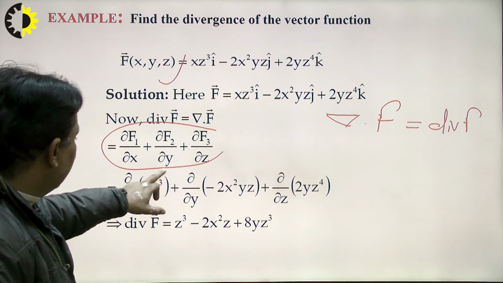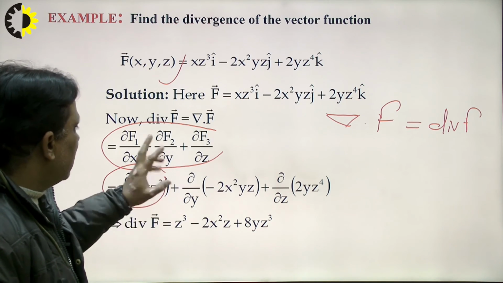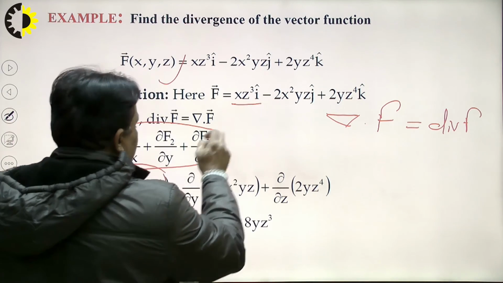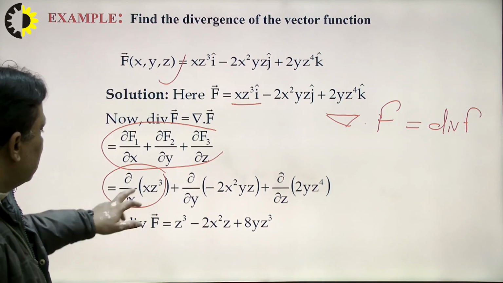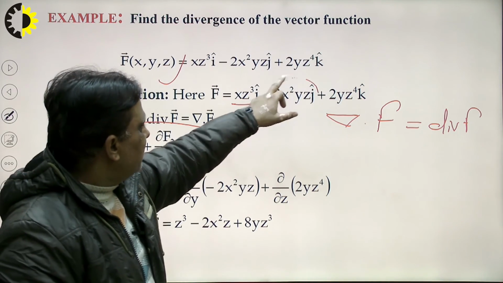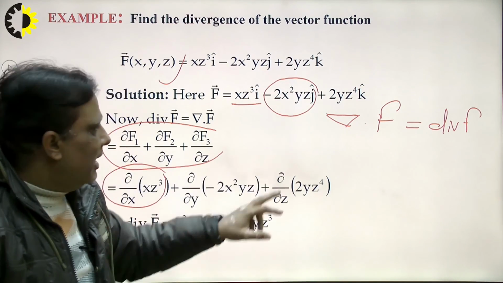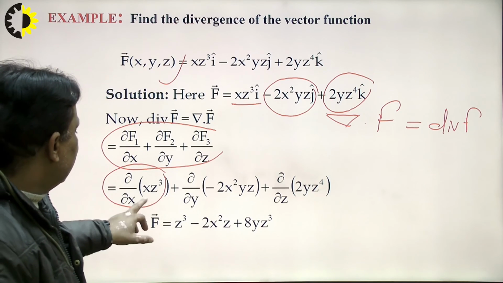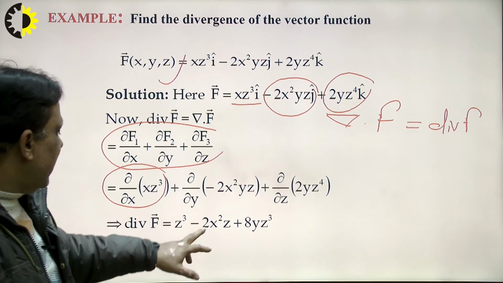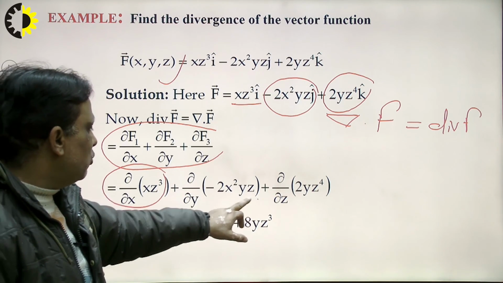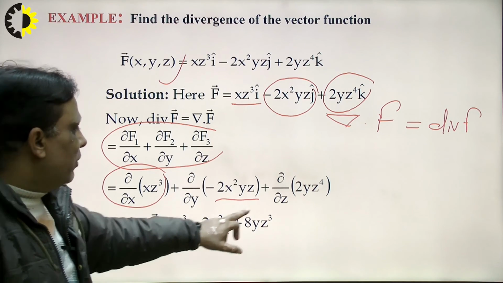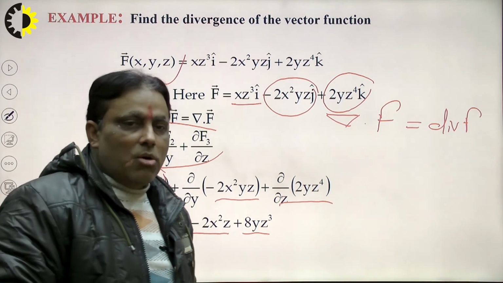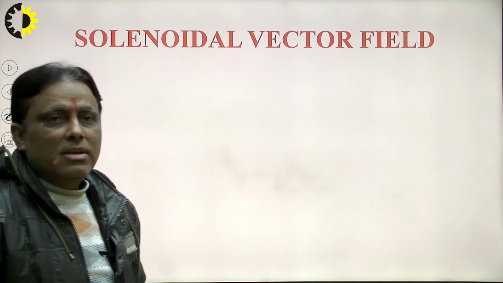So what will be the differentiation of these terms, right? So f1 is this, right? Suppose I write these terms, so i dot i is 1, so there is x z cube, and this term is with respect to y, and this term with respect to z here. So in this way with respect to x it is z cube, with respect to y minus 2x square z, with respect to z 4 to the 8 y over here. So in this way we can find out the divergence of a vector point function.